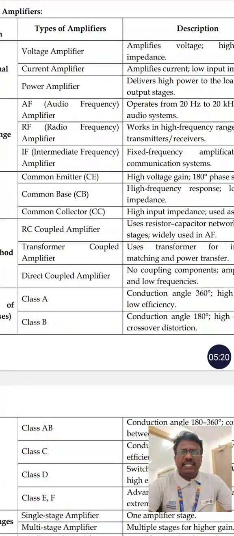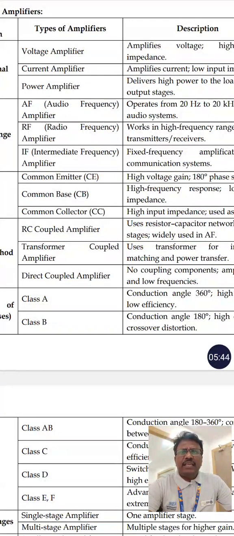So next is RF amplifier. It is called radio frequency. These amplifiers work at very high frequencies. They amplify radio signals before transmission or after reception. So it is used in mobile communication, satellite communication, radar, and television transmitters.